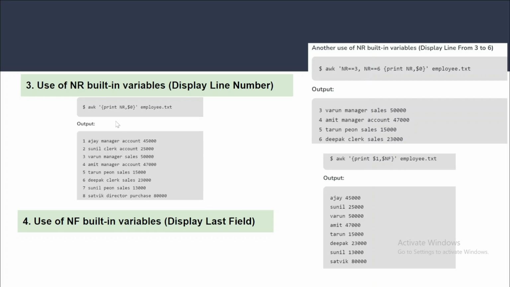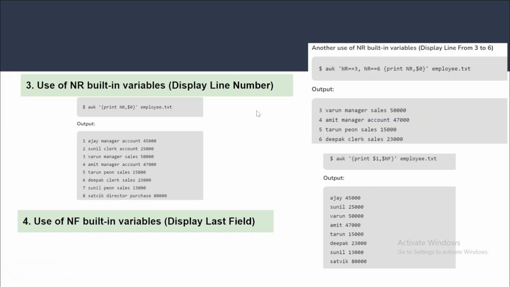Here is an example. I'm giving print NR comma $0. $0 means you are printing the entire line. If you are giving an index like 1, 2, 3, it means you want to print the first field, second field, third field. But if you are giving $0, it means you are printing the entire line. So in this particular command, I'm saying print the line number, so it will print all the line numbers 1 2 3 4 5, and I'm saying print the entire line, so it is printing the entire line.